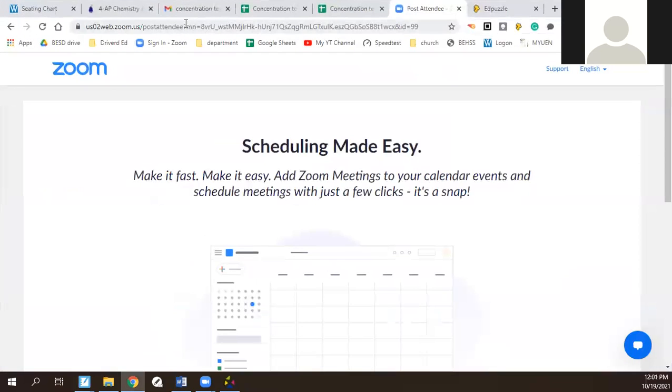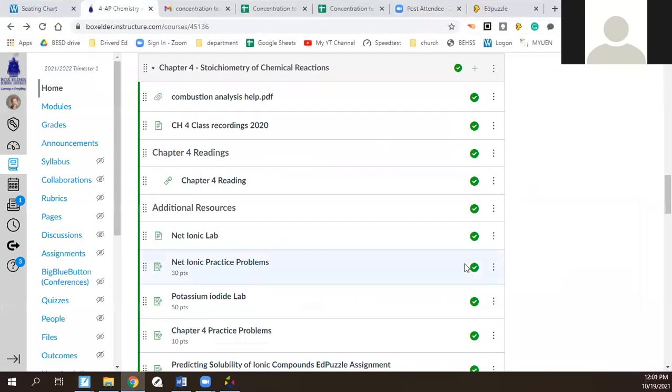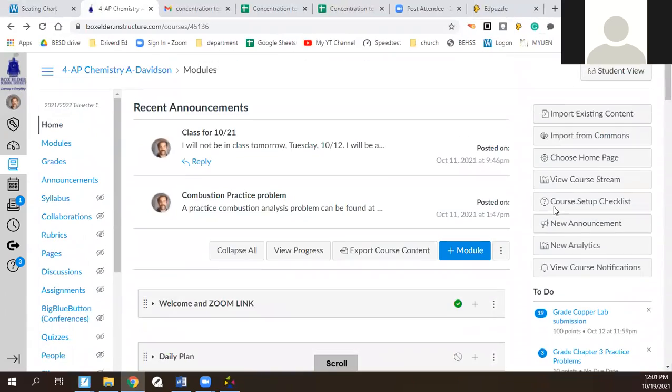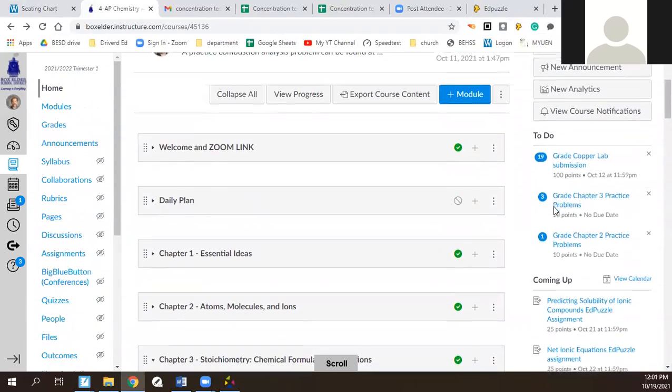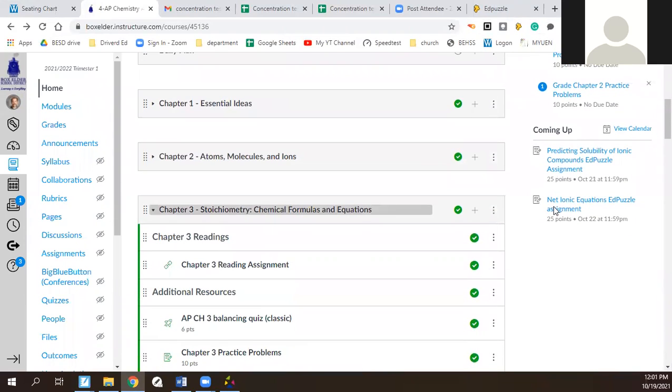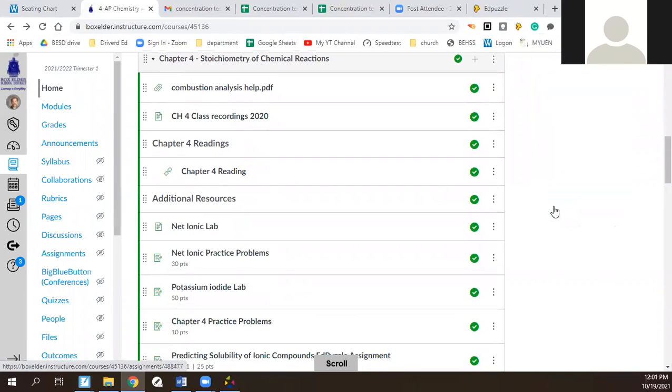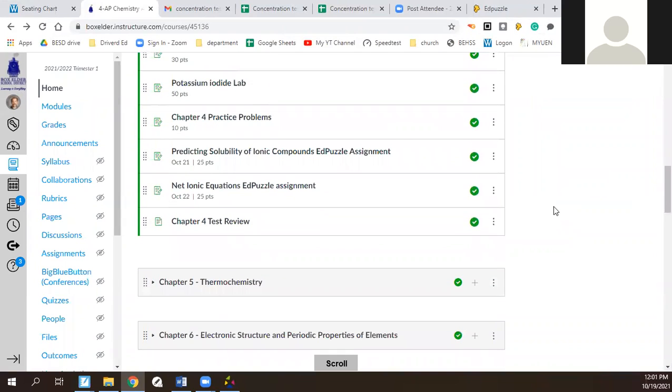Now, first off, the way Edpuzzle is set up in this class, you can do it straight through Canvas. You don't have to have an account with Edpuzzle. When you come to Canvas, hopefully you're used to it now, you land on the module page, right? We're now in chapter 4. And if you look towards the bottom, you have the predicting solubility of ionic compounds Edpuzzle assignment. I think that's 7 minutes long. And then this one's 5 minutes long.